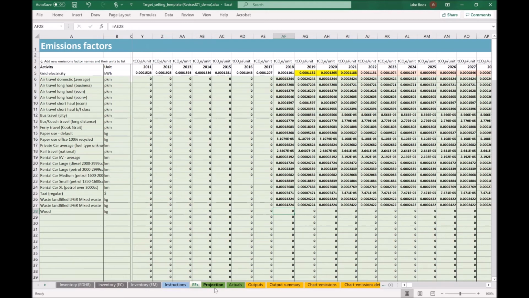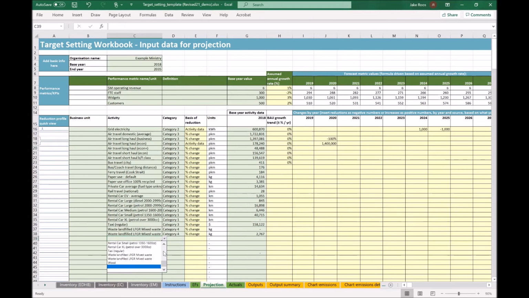But then over here in projection, you would put wood, that's category 1. And then in the base year, the activity level is 0, obviously. You're not actually using it in your base year, you're just setting up the emissions factor for use in later years, which is fine. And then, because it's starting out at 0, you can't use percent change as your basis of reduction. It has to be set to activity data, because 100% increase of 0 is still 0. You can't increase from 0 by a relative amount, only by absolute amount, which is why you have to have it set to activity data.